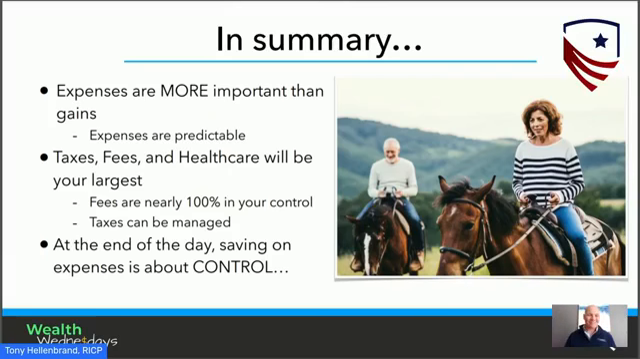But anyway, taxes, fees, and healthcare will be your largest expenses in retirement. Fees are completely under your control. Taxes can be managed, and they're relatively stable. I mean, we know in the future that on January 1st, 2026, taxes are going to go up for everybody. We just know that that's the case.